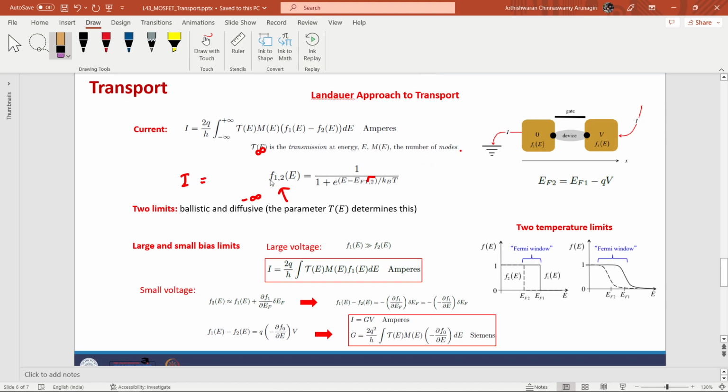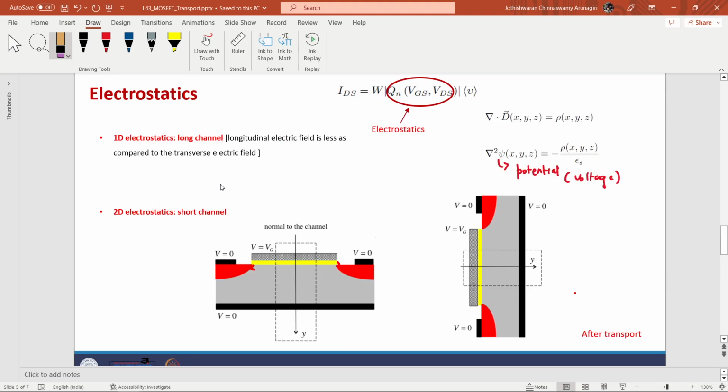Just remember that this equation is essentially how we shall solve the complete behavior of the MOSFET device, because now this potential is no longer just VGS or VDS. This is a combined function of VGS and VDS. So it will vary as I move along both the X and Y directions. And because of this variation in the potential, there will be a variation in the charge carrier concentration.